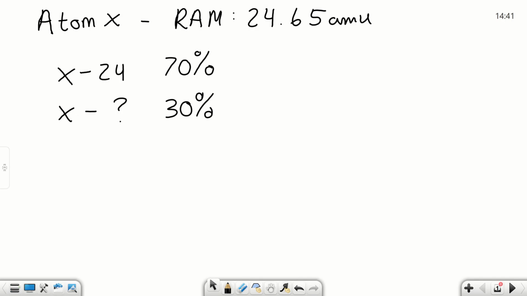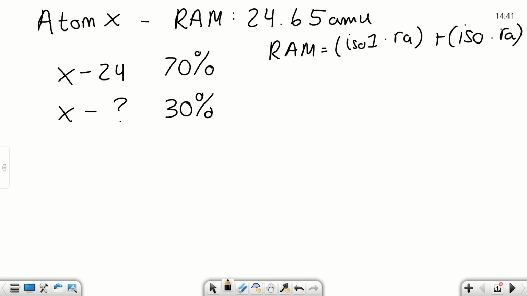What if I had a question where it makes you solve for maybe one of the other isotopes' numbers, where they give you the RAM? Okay? How do I do this calculation? Well, we still set up the formula the same. Okay? It's still RAM equals isotope 1 times abundance plus isotope 2 times abundance. So what I would do here is I'm given the RAM, so 24.65 equals isotope 1, 24 times 0.7 plus x times 0.3.